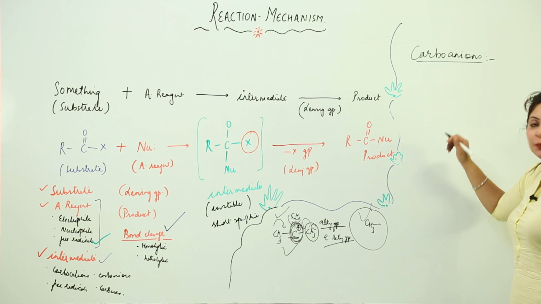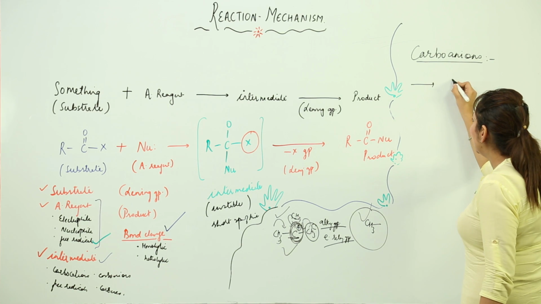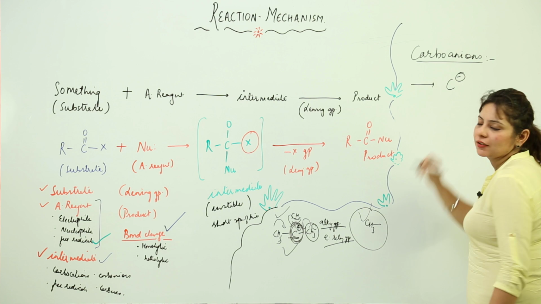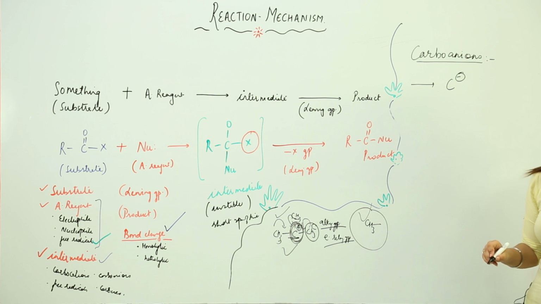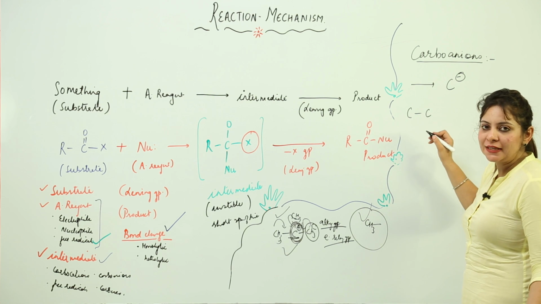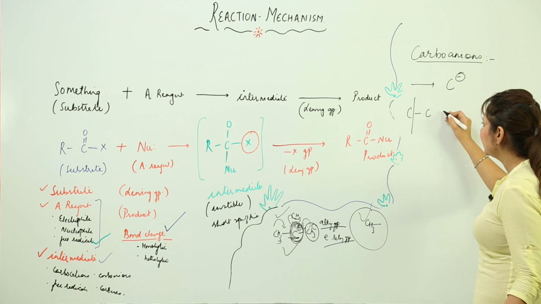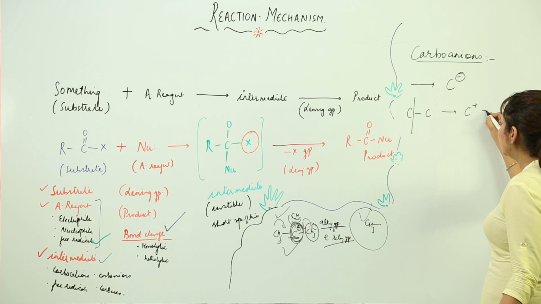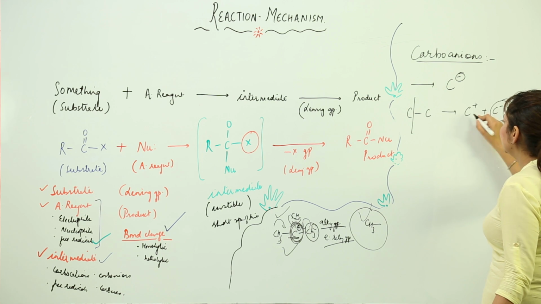So now we have the carbanions. They are actually a carbon with a negative charge. As I told you, it is also formed as a result of heterolytic fission. That means the fission occurs in such a way that one takes away the electron and the other is deprived.